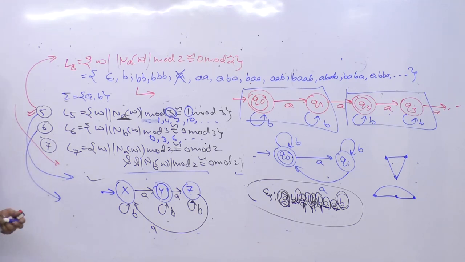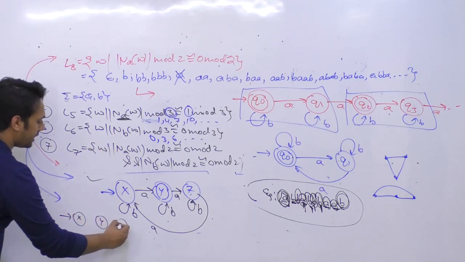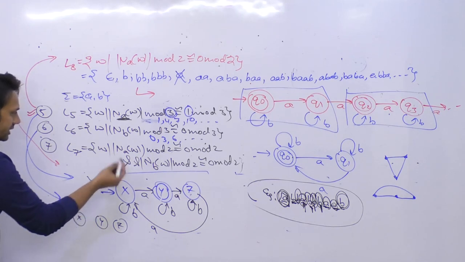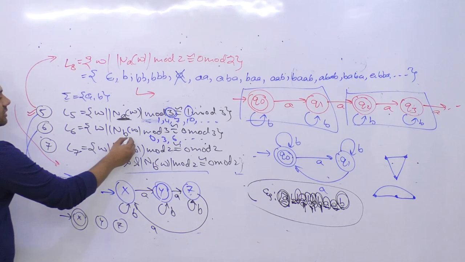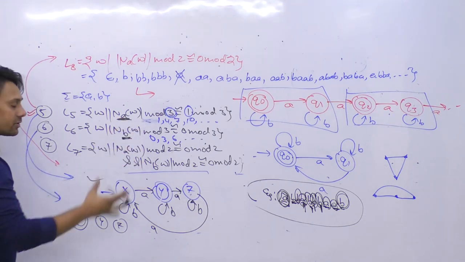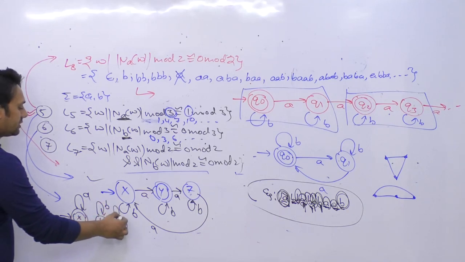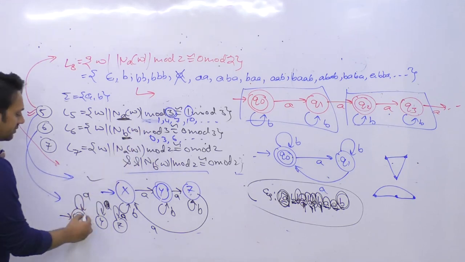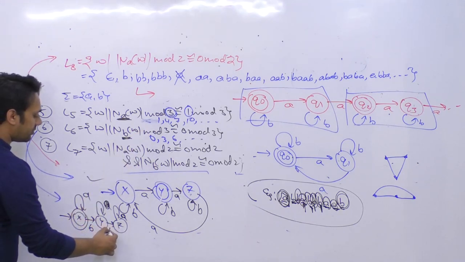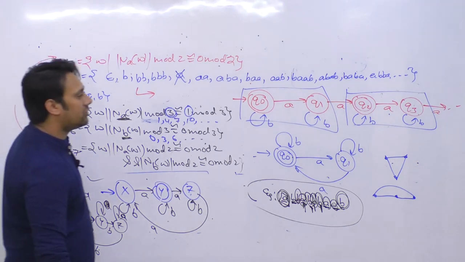Okay, so that means we can have these 3 states, X, Y and Z, and because we want remainder as 0, I am going to make it a final state. And because we are not concerned with the number of A's, हमें number of A's से कुछ लेना देना नहीं है, so I'm going to make it a self loop here for every state. Because we are really not concerned with the number of A's, we are only concerned with the number of B's, I'm just going to count the number of B's in these states. So in this way, simply you can solve problem number 6.